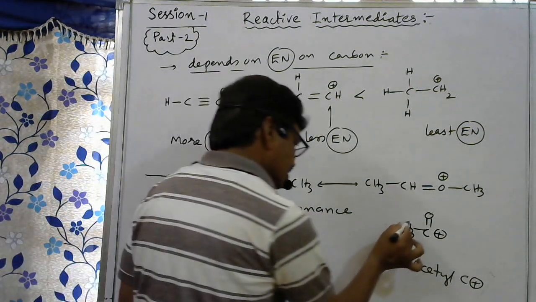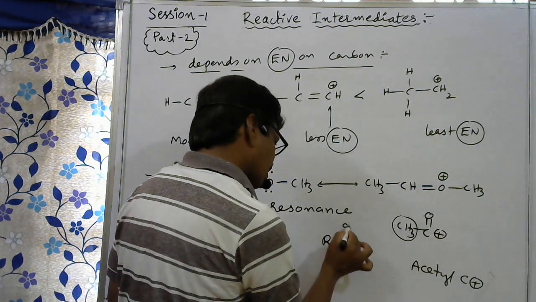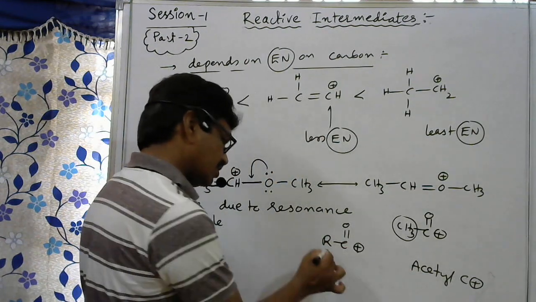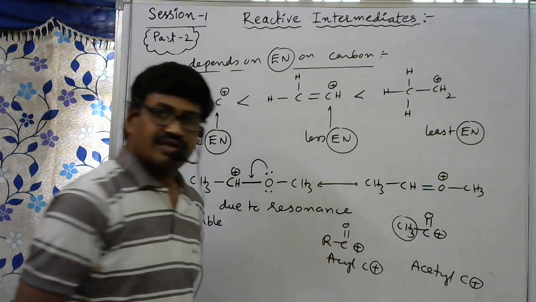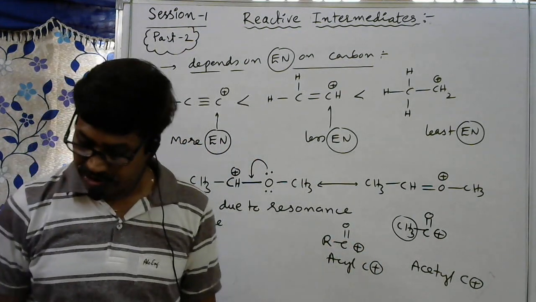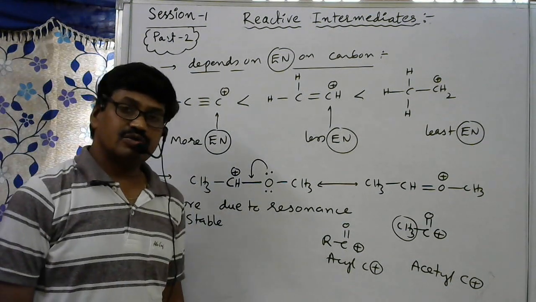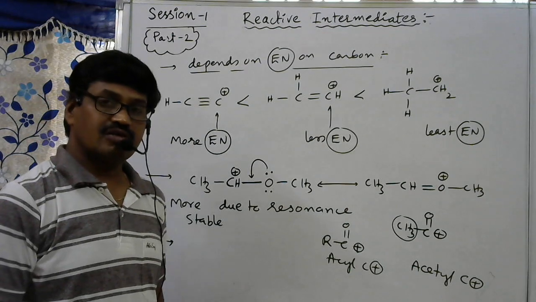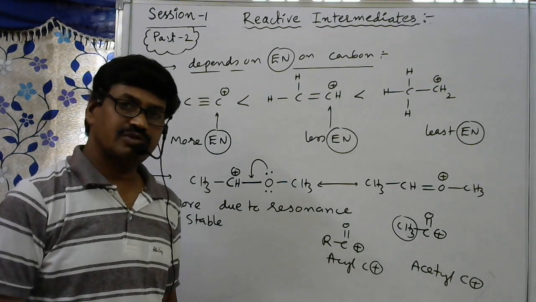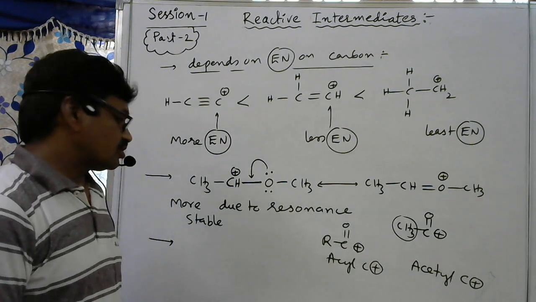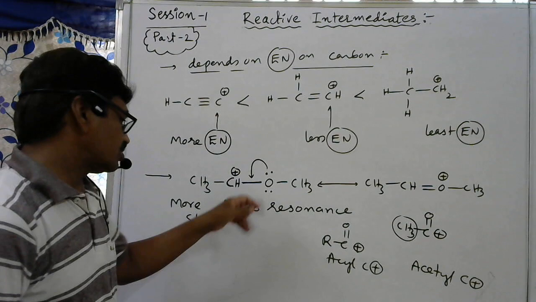See here, instead of CH3, if an R group is present, R C double bond O positive charge, then we can say this is acyl carbonium ion. Acyl carbonium ion is also more and more stable, almost its stability is equal to tertiary butyl carbocation. Somewhat less maybe, but almost equal to tertiary butyl carbocation. It is also stability due to resonance like this.